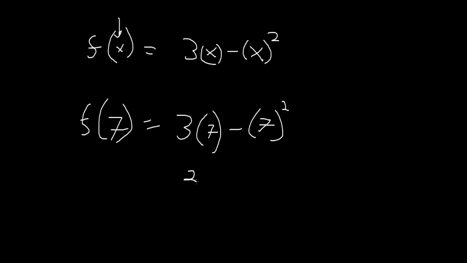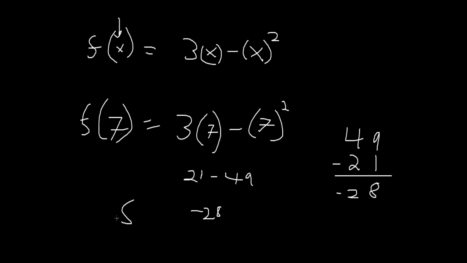So 3 times 7 is 21, 7 times 7 is 49, so 21 minus 49, so go ahead and subtract. So that'll be negative 28. So if I have the function f of x and I plug a 7 in, f of 7 would be negative 28. By the way, f of x is typically just used to denote a y value of some kind.